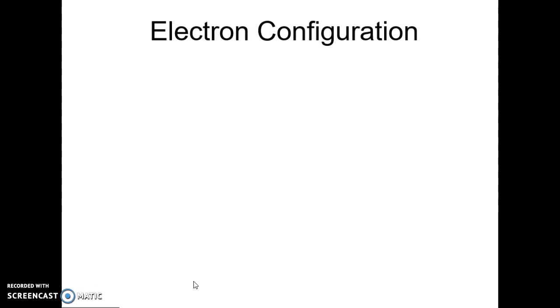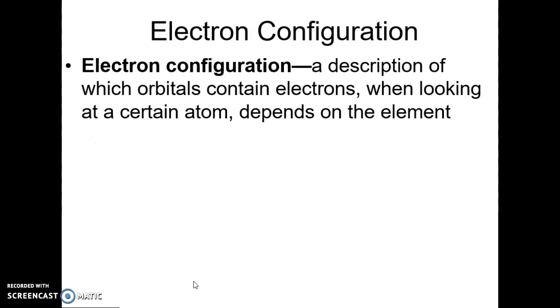So electron configuration, please write this down. It is a description of which orbital contains electrons when looking at a certain atom, and it depends on the element. So we're looking at the element, we're looking at the energy shell, and we're looking at the orbitals.